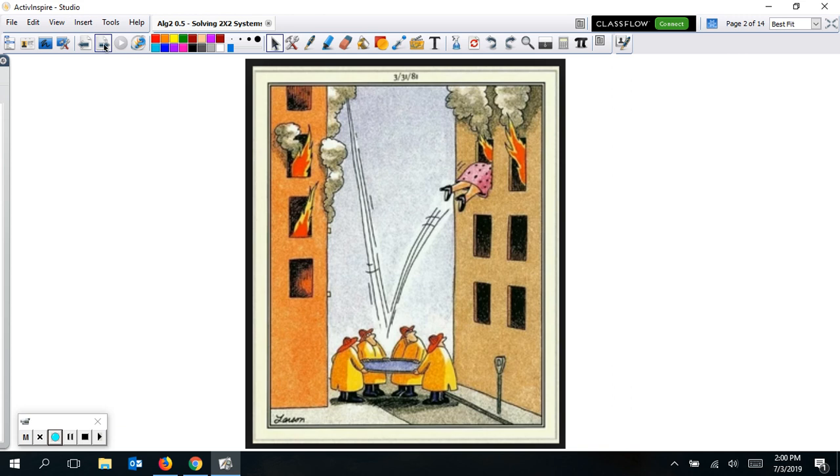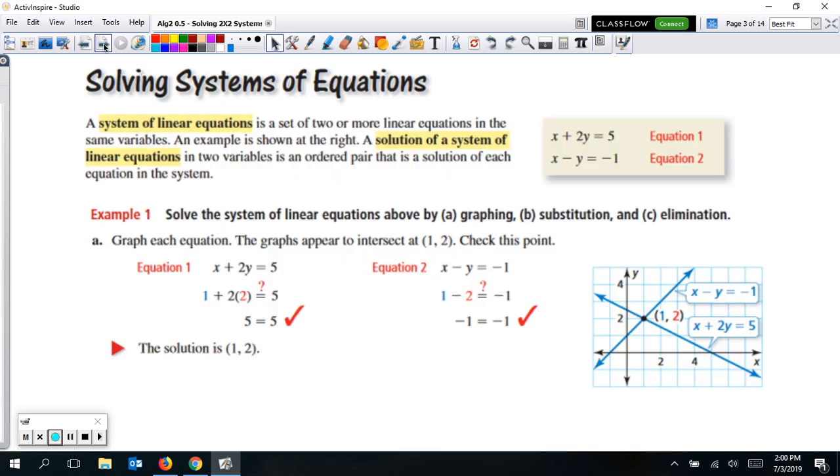Alright, so 2x2 systems. Here we go. Systems of solving equations. So a system of linear equations here is going to be a set of two or more linear equations. That's a system. A system is two or more linear equations in the same variables. So that would be x and y. So here's an example of that. Two linear equations here.